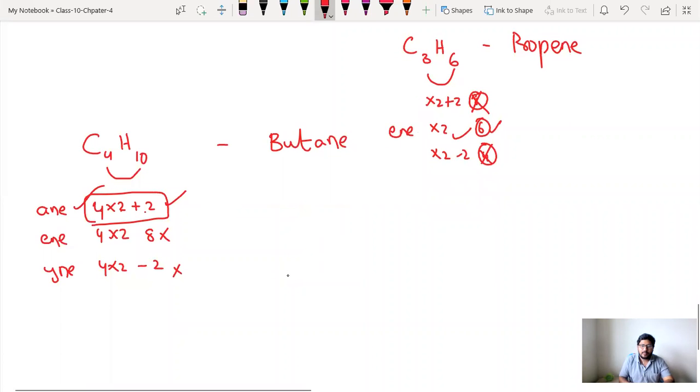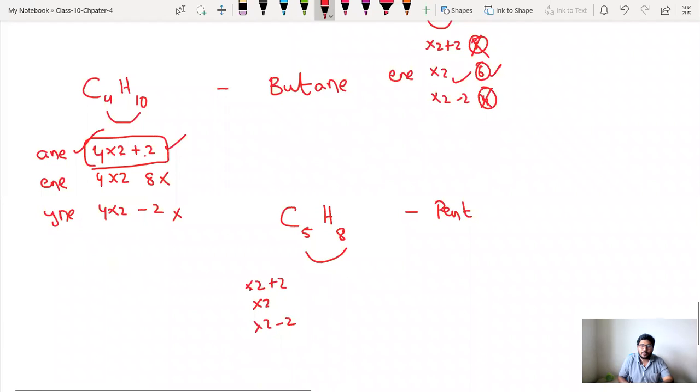So like that, another one, C5H8. So C5, 5 carbons: meth, eth, prop, but, pent. Pent. Relationship between 5 and 8. Into 2 plus 2, into 2, into 2 minus 2. Into 2 plus 2 means 5 into 2, 10 plus 2, 12. Into 2 means 5 to 10. Into 2 minus 2, 10 minus 2, 8. So neither 12 nor 10, it is 8. So last, that is ine. So answer is pentine.